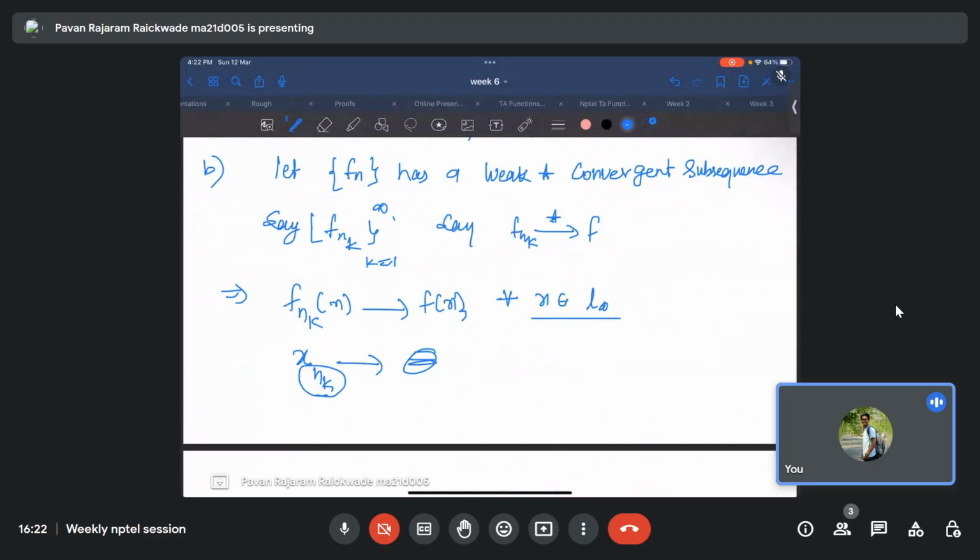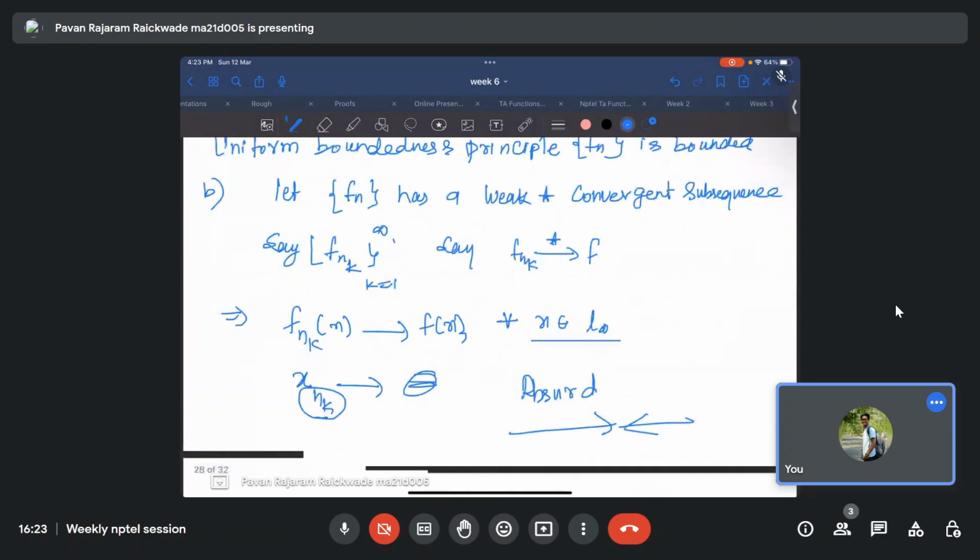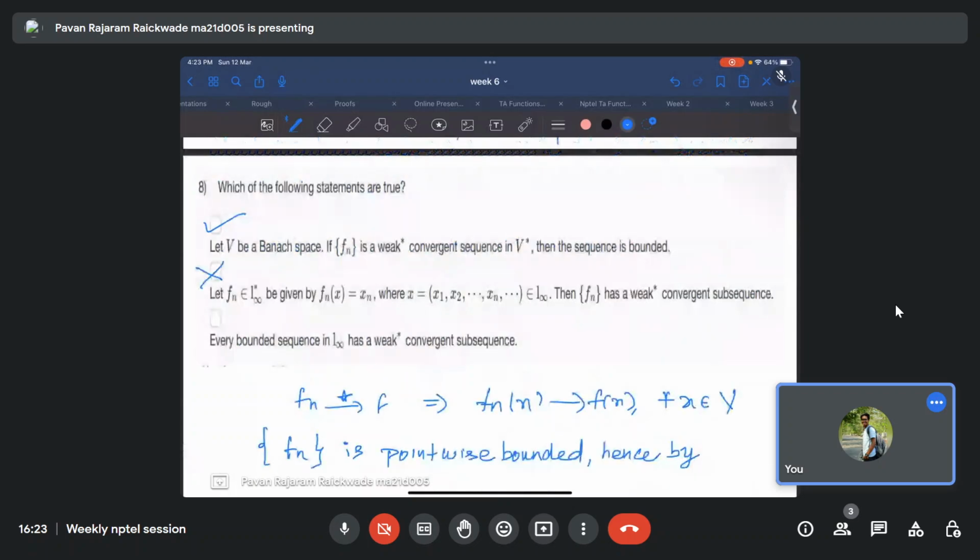But this is absurd, right? This statement is saying that for every bounded sequence, this nk subsequence will always be convergent. But this is totally wrong. You just define a sequence where on these positions you put alternating 1 and minus 1, so this will not be convergent, and on other positions you can put 0. That sequence still is in L infinity, but x at nk is not convergent. This is absurd. This is not true. Now, third option.